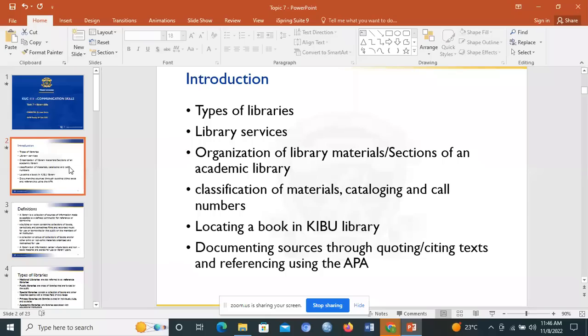are organized, and the sections of an academic library. We look at classifications of materials, cataloging, and all those aspects of the call number. This meeting is being recorded. We will look at how you can locate a book in the KUC library. Then we'll look at aspects of documenting sources, specifically using the APA referencing system.